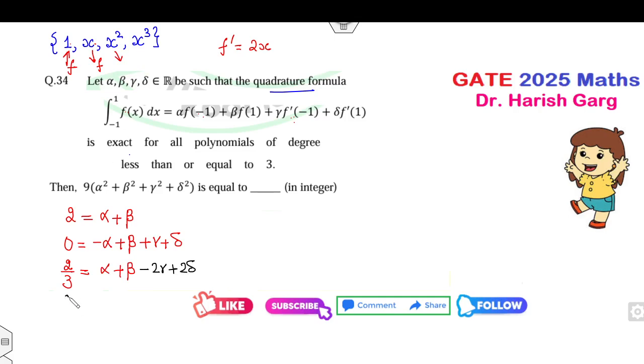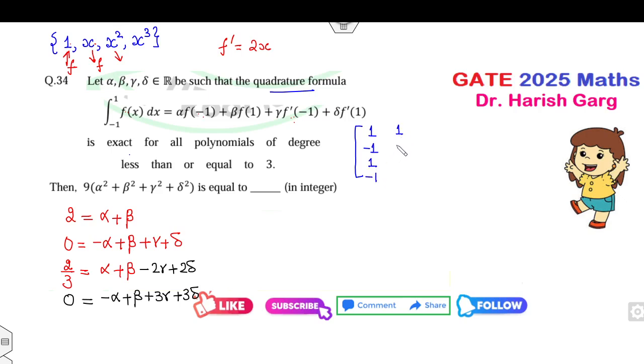And for the x cube, again the left hand side is 0. This is minus alpha plus beta minus 3 gamma plus 3 delta. Now your target is to find the values of alpha, beta, gamma, delta. So there are two methods. The first method is I can write it in equation form.